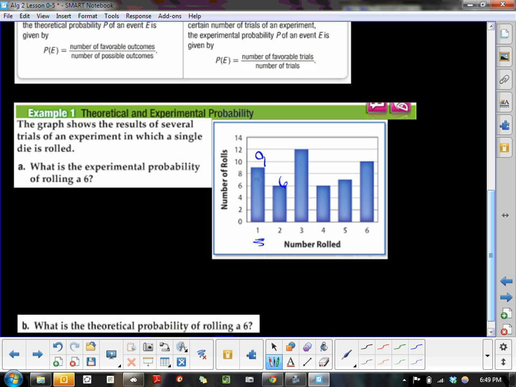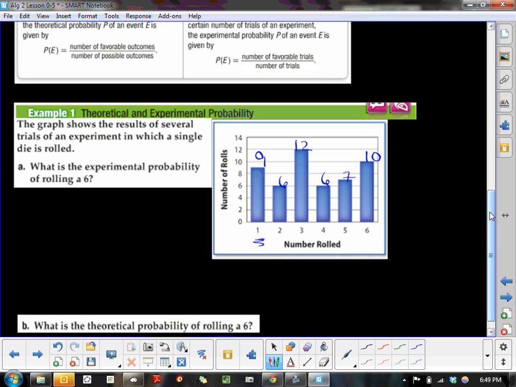We rolled a 3 12 different times. And we rolled a 4 6 different times. We rolled a 5, that looks like 7 different times. And we rolled a 6 a total of 10 different times. So from this, we can figure out the total number of times that we did this experiment.